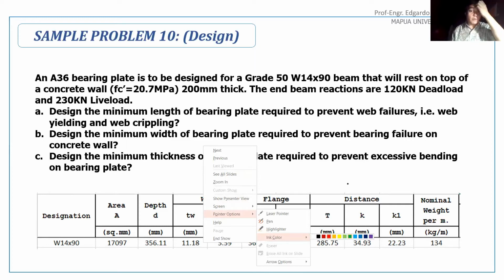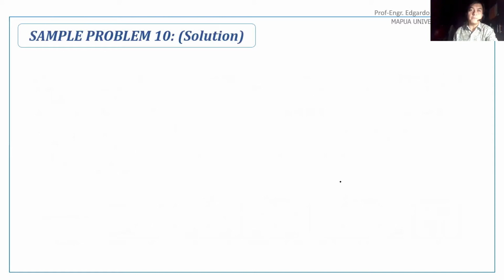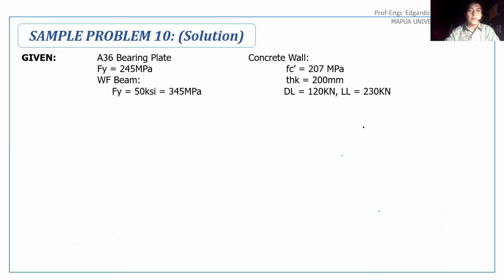Okay. Now, so it was also given in the table or in the slide the properties of the given beam section, the W14 by 90. No? So kailangan naman natin lahat yan. Okay, so for the solution, so these are the given.